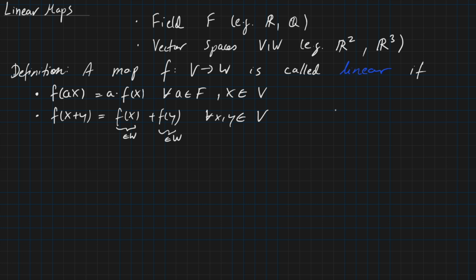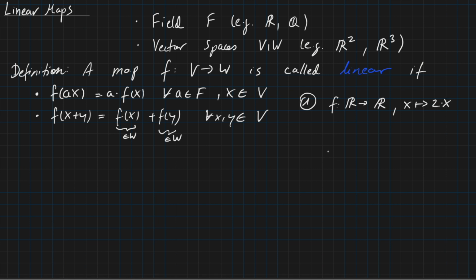And what are two easy examples? So let's look at the first, which is f from the real numbers to the real numbers. So the real numbers also form a vector space over the real numbers, so over the field of the real numbers. And the map then could be like x is being sent to 2 times x. And you can easily see that both conditions hold, and we can also look at them.